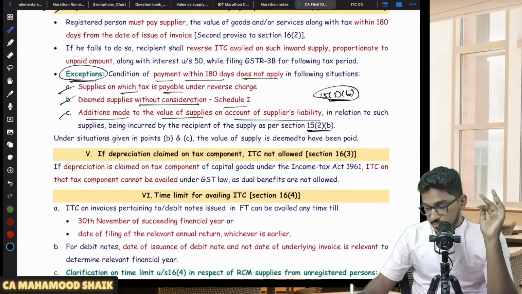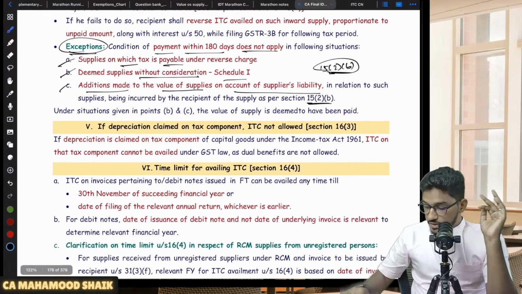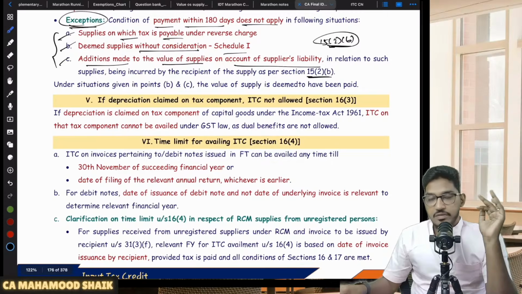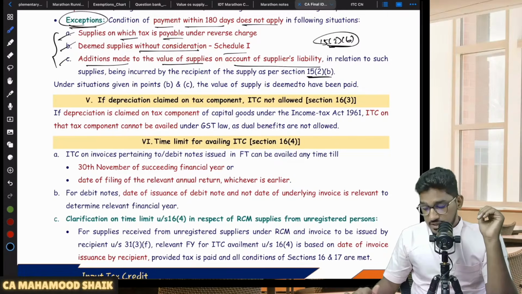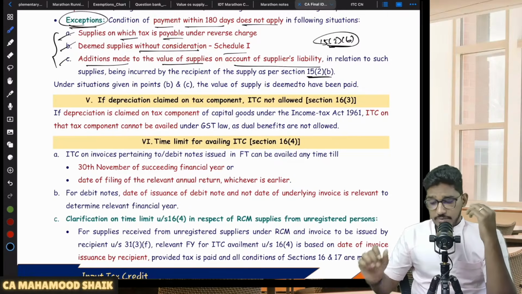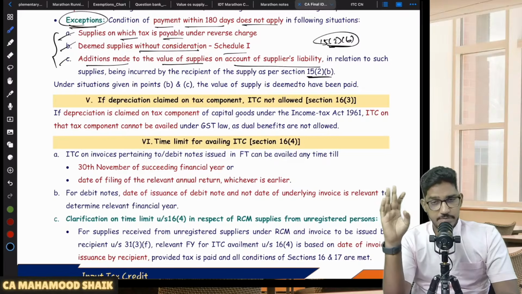So let us come back here. Fine. Right. So these are the three cases where payment within 180 days will not become applicable. Let us see what the three cases are. Number one, supplies on which tax is payable under RCM.